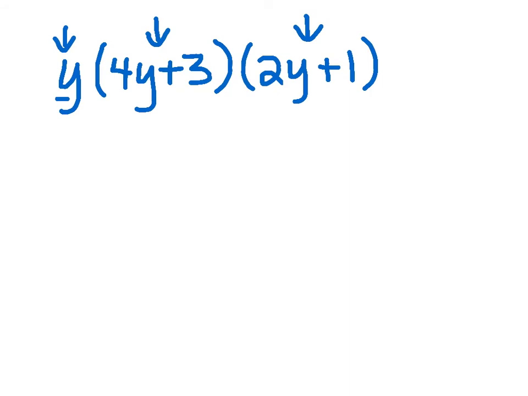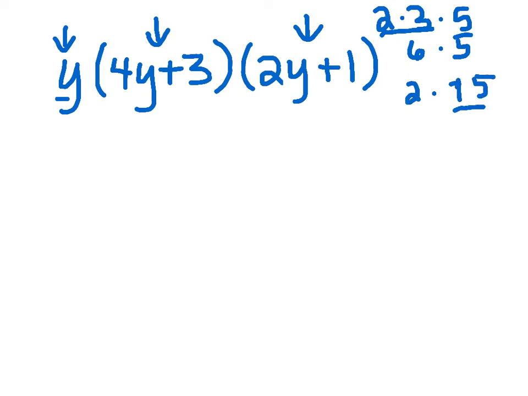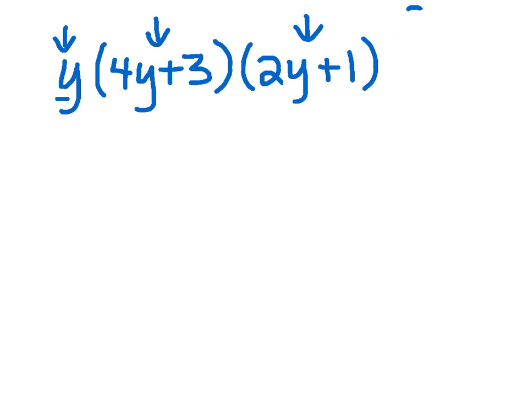Now, if I asked you, how do you multiply 2 times 3 times 5? Oh, if you know this, you could either do 2 times 3 and then multiply that by 5, or you could say 3 times 5 and multiply that. Any way you do it, you get 30. It doesn't matter what order you multiply these in, you're going to get the same answer. So just like always in algebra, what's true in arithmetic is also true in algebra. So we have a choice. Do we want to multiply y times 4y plus 3 first? Or do we want to multiply 4y plus 3 times 2y plus 1?